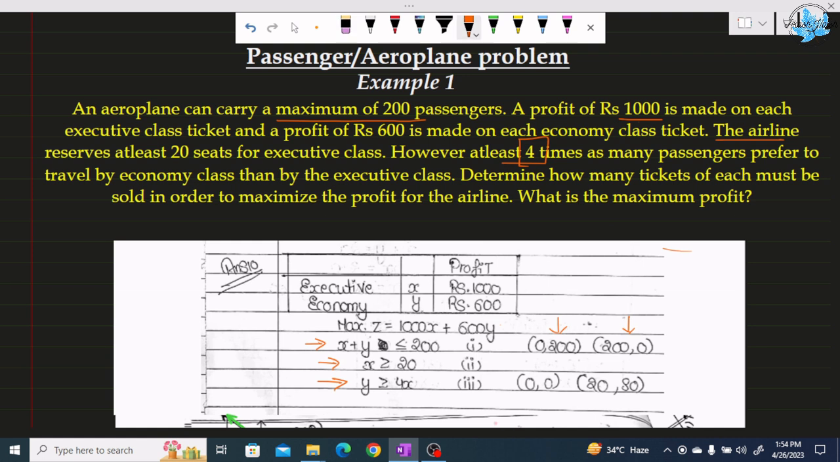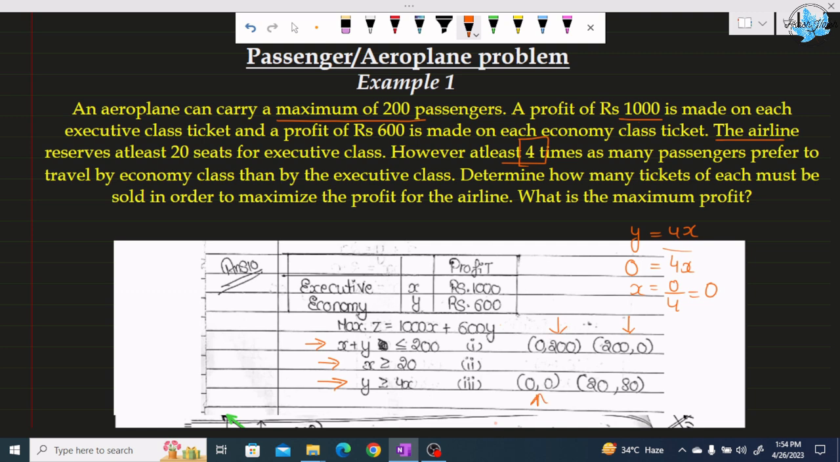Now comes the third equation, that is y greater than or equal to 4x. In this, consider first that y is 0, that is y is equal to 4x. When y is 0, you will get x is equal to what? You will get x again to be 0, because 0 divided by 4 is 0. So the first coordinate would be 0, 0.